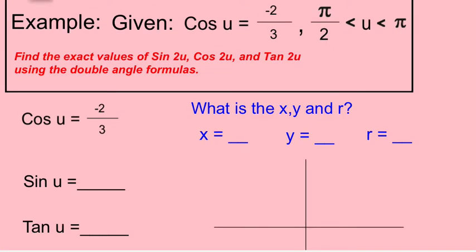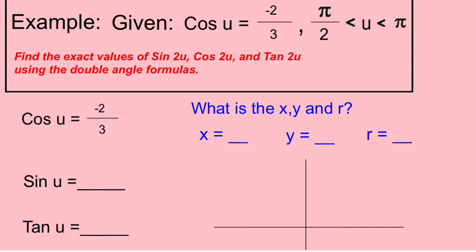What we give you in this example is the cosine of one trig angle function is -2/3. And our angle falls in the second quadrant of pi over 2 to pi. And what we want to find are the exact values for the sine of 2u, the cosine of 2u, and the tangent of 2u using our double angle formulas.